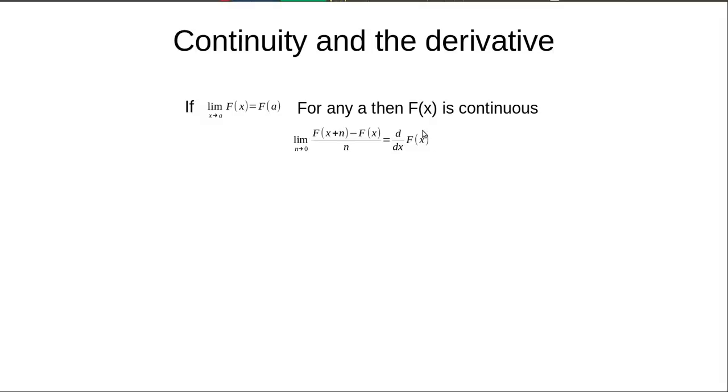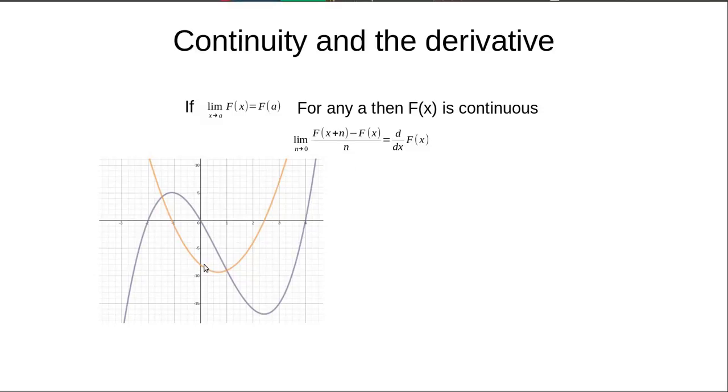So if we want to take the derivative of f of x, we write d over dx of f of x, as shown here. Here I have graphed the normal function in purple and the derivative in orange. The slope of our function is positive if our derivative is positive, as you can see the function goes up, and the slope is negative if our derivative is negative.